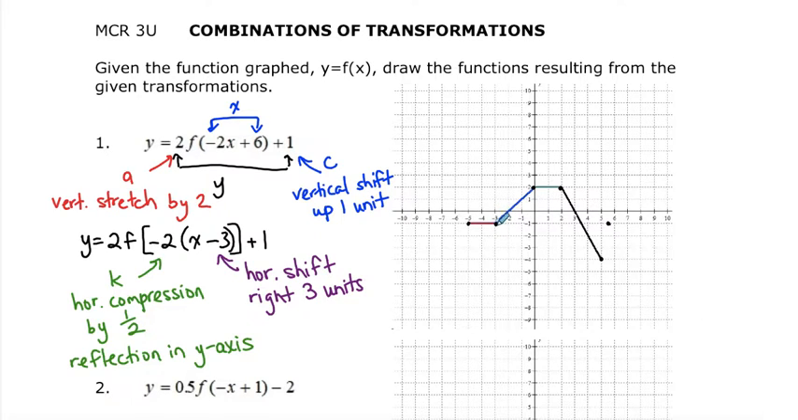So I'm starting at -3, -1. So I'm looking at my vertical stretch first. So from -1, it goes to -2 because I'm just multiplying that by 2. Then I have a reflection in the y-axis. So from -3, we're going to +3. Then I have a horizontal compression by 1/2. So instead of 3, it's actually 1.5 now. Then I have a horizontal shift right 3 units. So 1.5, 2.5, 3.5, 4.5, and I'm moving up 1 unit. So there's my second point.